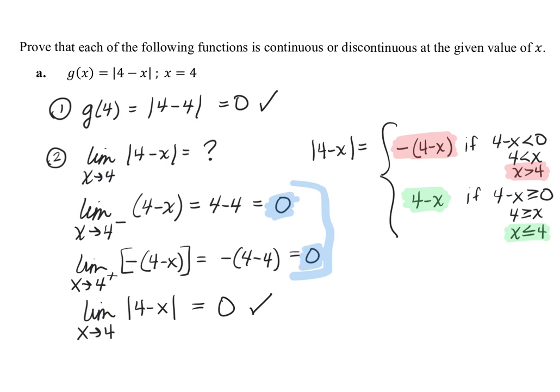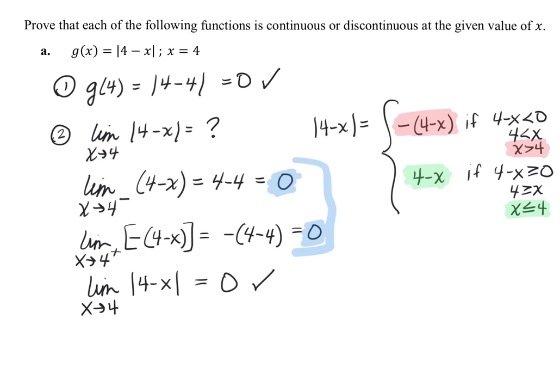And finally, the third condition for continuity at a point is that the value of the limit is indeed the same as the function value. In other words, we have shown that g of 4 is indeed equal to the value of the limit as x approaches 4 in this case. Because g of 4 was equal to 0 in condition 1, and the value of the limit as x approaches 4 was also equal to 0. So therefore, condition 1 and condition 2 are the same. They're equal. So the third condition has been met.